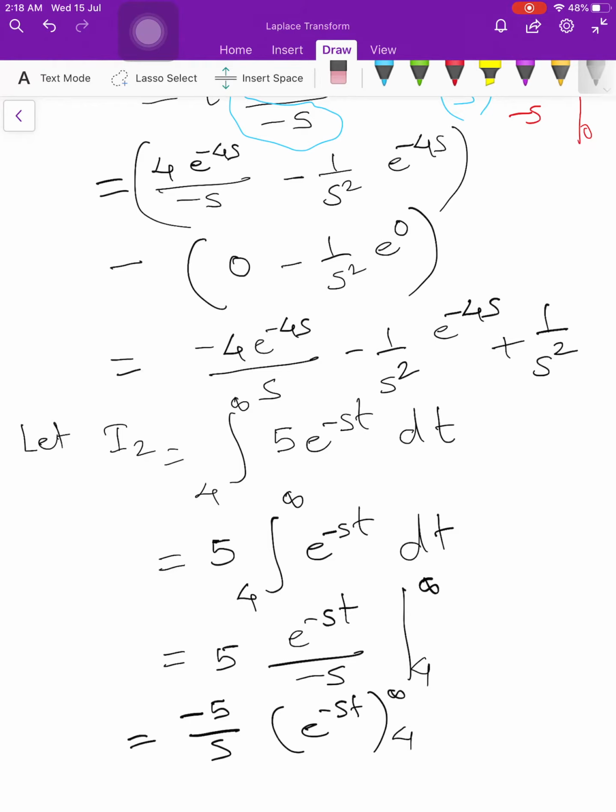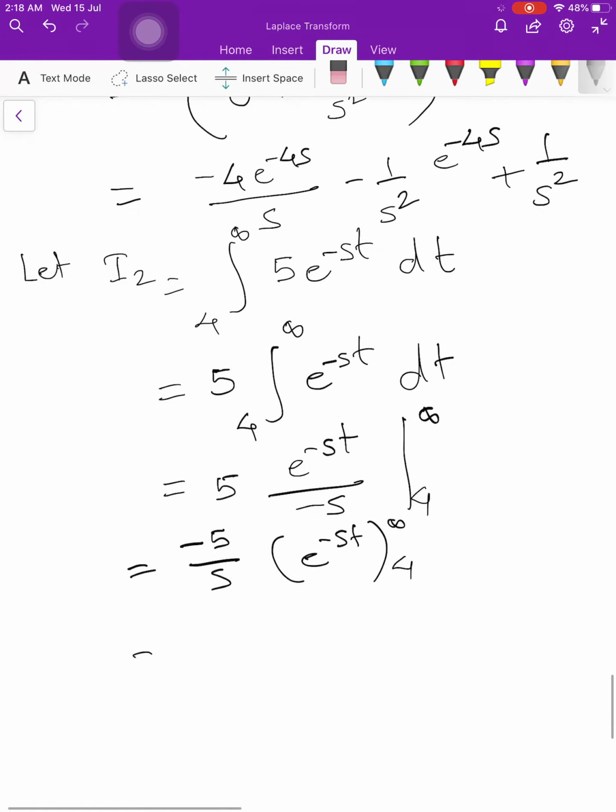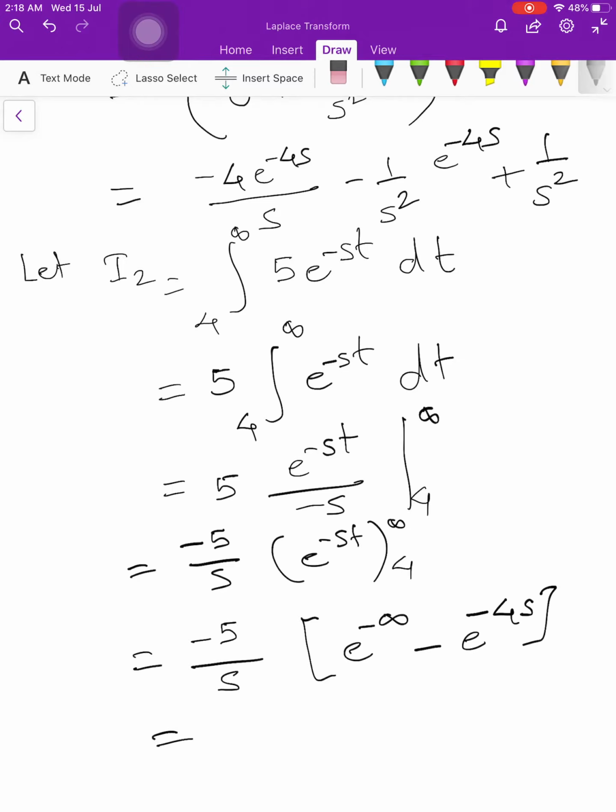Instead of t we will be putting 4 and infinity. So minus 5 upon s, and here we will write down e raised to minus infinity, and then minus times e raised to minus 4s. So e raised to minus infinity, we know that it is 0, so it will be plus 5 by s e raised to minus 4s.